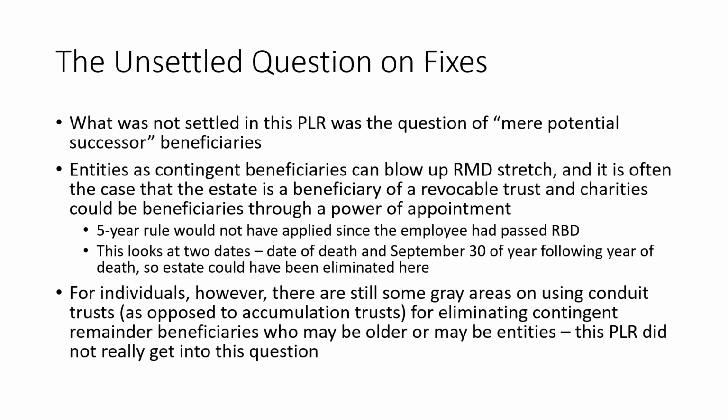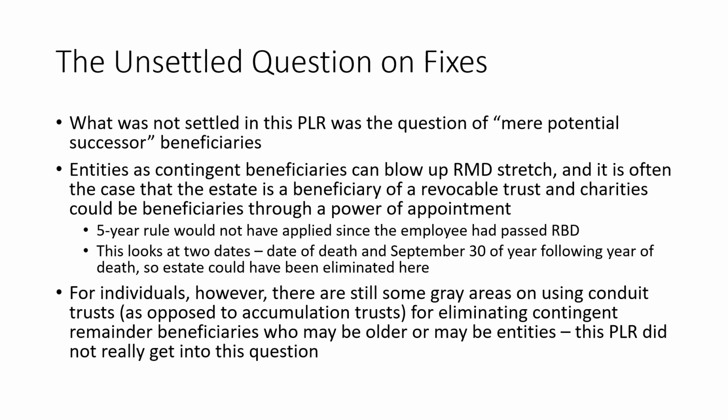As I mentioned, it's often the case that an estate or charity could be a beneficiary of a revocable trust, which would seem to require the application of the 5-year rule. Now, one thing that could have happened here that wasn't mentioned is that you have to determine beneficiaries of the trust as of 2 dates. One is date of death, and the other is September 30th of the year following the year of death. So it could be the case that maybe through trust administration, the estate or any charity could have been eliminated at that September 30th date. And there are ways to pay them out or get to that point that are beyond the scope of this discussion.